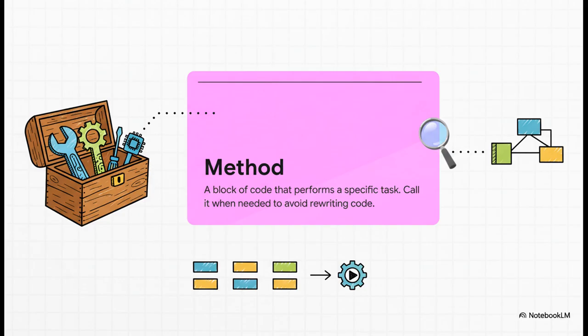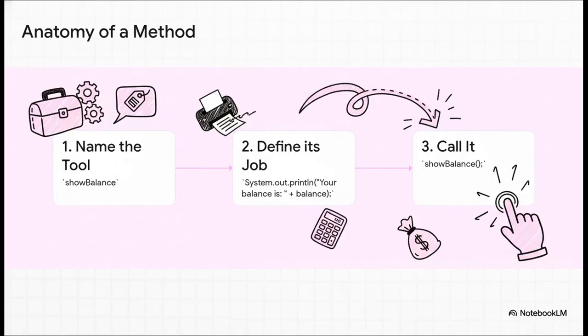A method is like a specialized, custom tool that you build for your own toolbox. It's a little bundle of instructions designed to do one specific job. This all ties back to a golden rule in programming. Don't repeat yourself. Instead of writing the same code over and over, you just build a tool for it once and grab it whenever you need it. Let's break down how you make one.